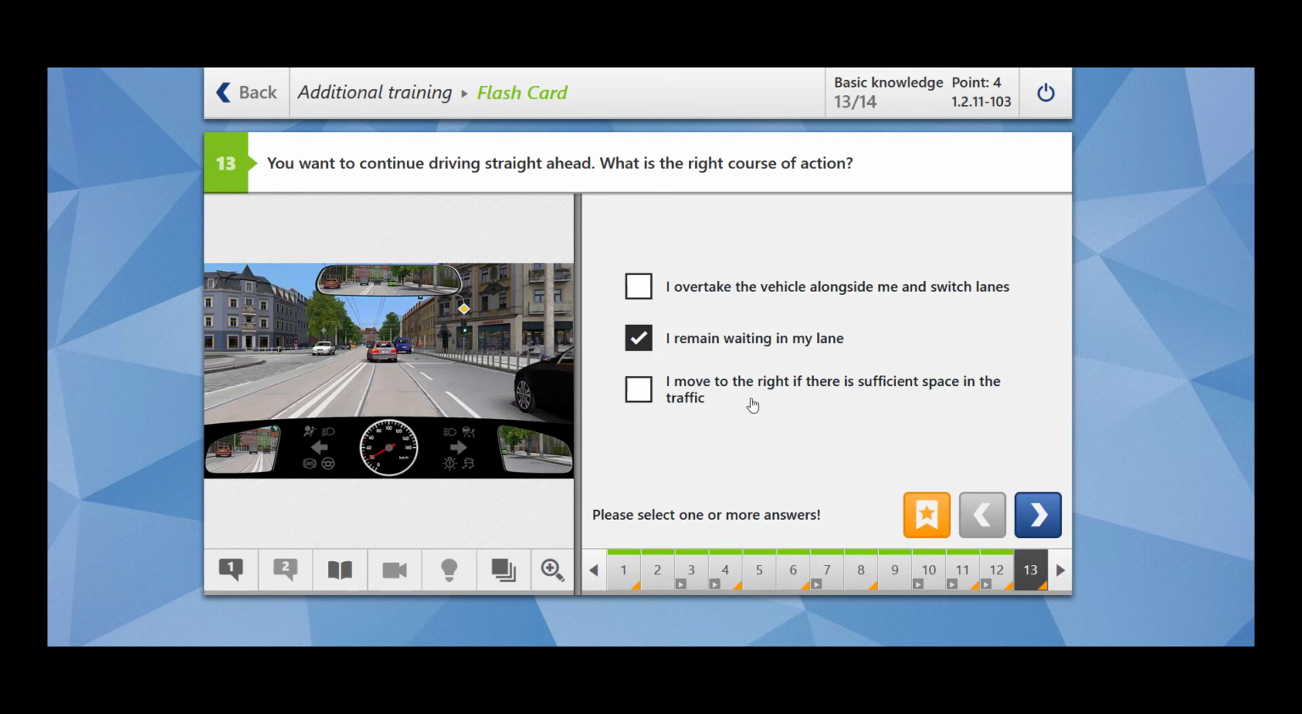I move to the right if there is sufficient space in the traffic. Yes, if there is sufficient space in the traffic, give the indications, do a shoulder check, and then you can merge towards the right hand lane.